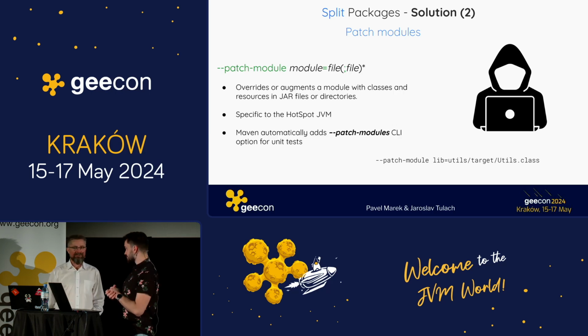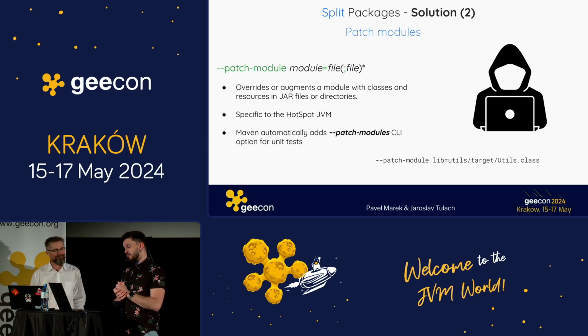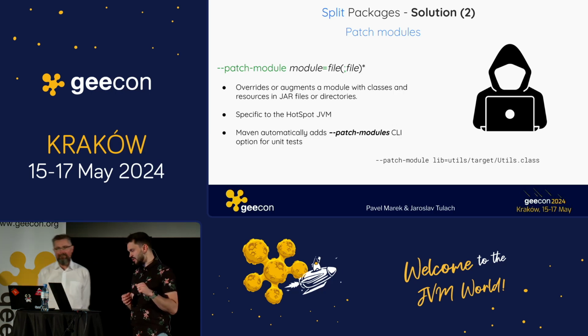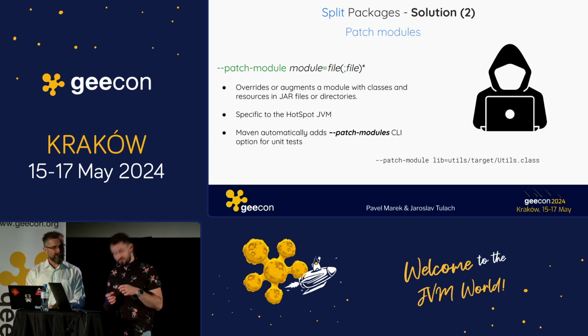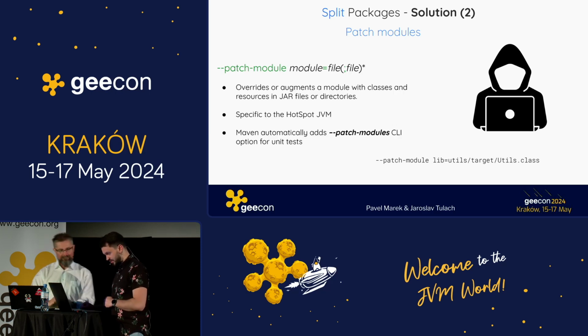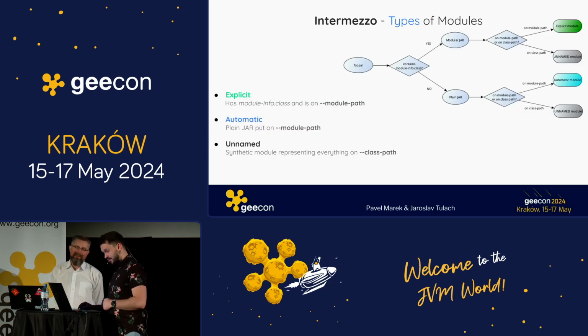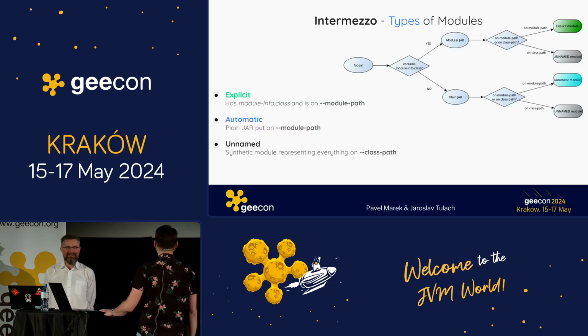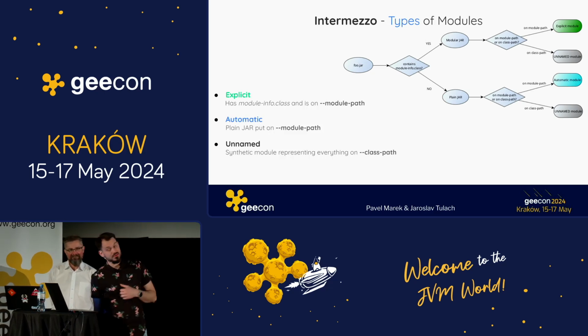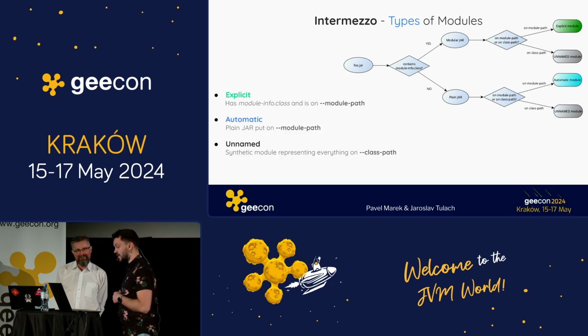I would not recommend using this option in production. Maven automatically uses it for the command line option. And just one interesting thing is that I have tried to run our benchmarks with the patch modules option, and I discovered that it actually has some impact on the runtime performance. I don't really have the hard data with me, but I just know that it is not a good idea to do it for benchmarking. Oh yeah, Pavel was looking for a regression in our benchmarks, and in the end it was the patch module option.